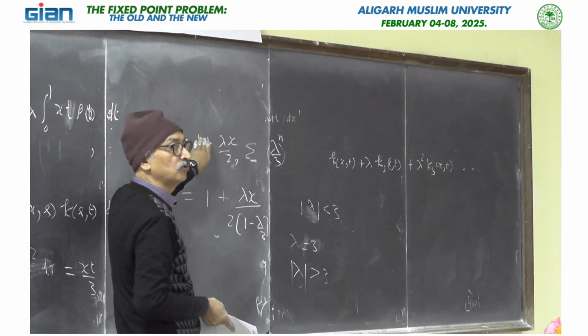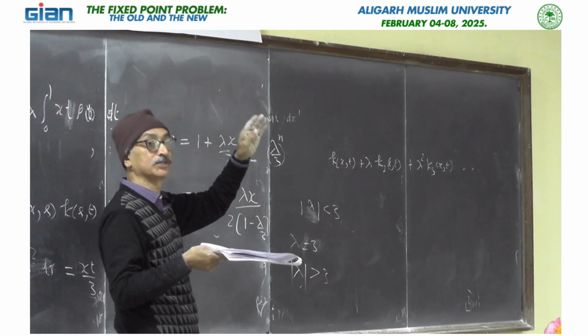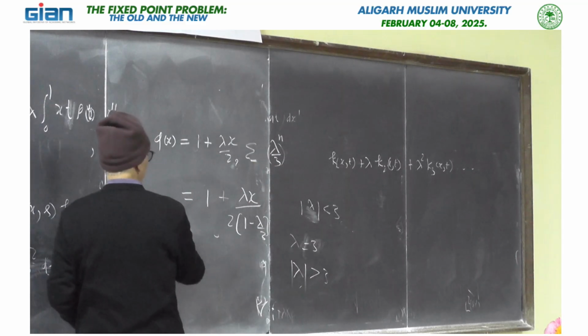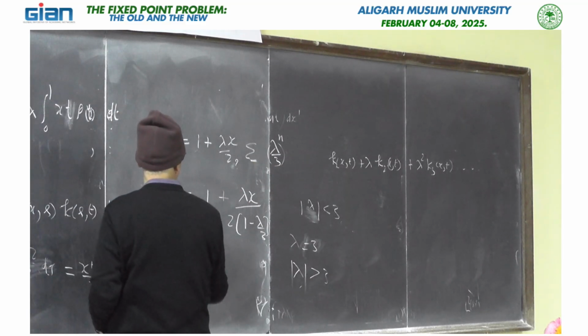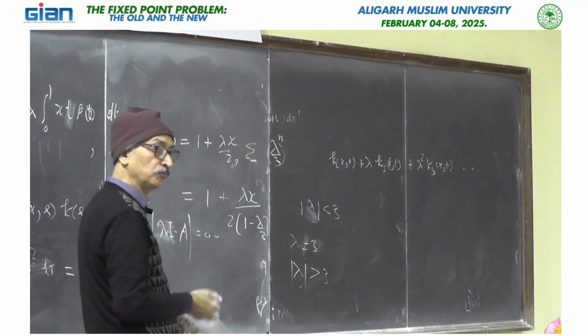If this is 0, then of course you may have a solution and then there will be infinitely many solutions. Okay. Like in linear algebra you have lambda I minus A, if this matrix's determinant is 0, then that lambda is an eigenvalue. Okay.